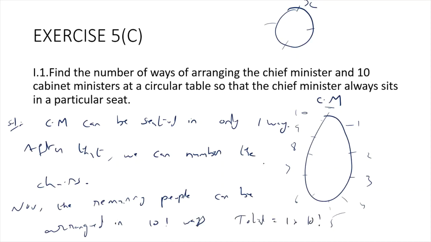So some people will say that since we have 11 people, the number of ways of arranging these 11 people on a circle is equal to 11 minus 1 factorial, which is 10 factorial. But that is not the correct procedure. So here first we have to fix the constraint. The constraint is chief minister always wants to sit in a special chair. So for the time being, we assume that this is our special chair. So once we fix the position of chief minister, we can start numbering the seats. You can start numbering from here, or you can start numbering from here. Both the ways we will get the same thing.